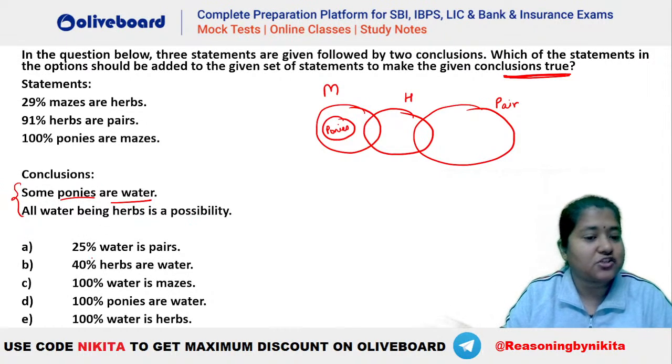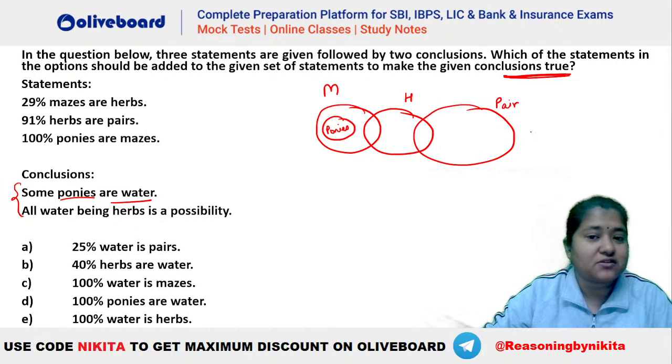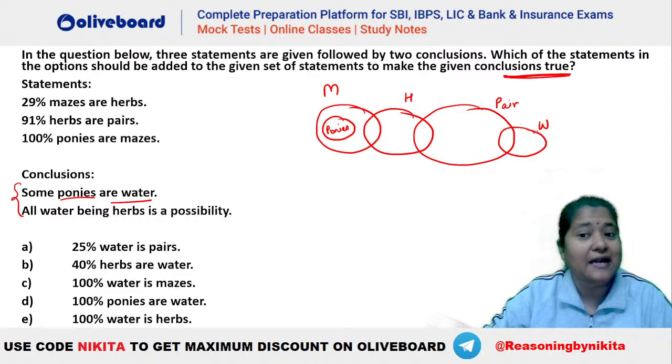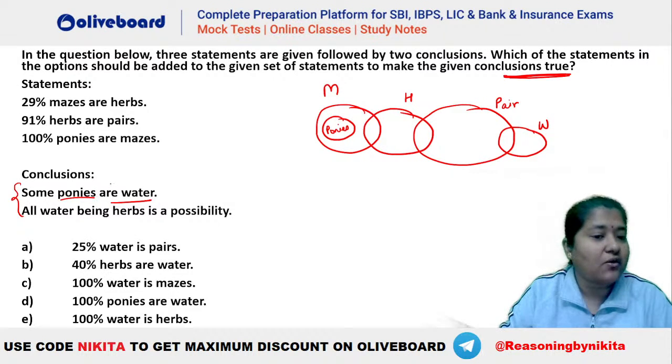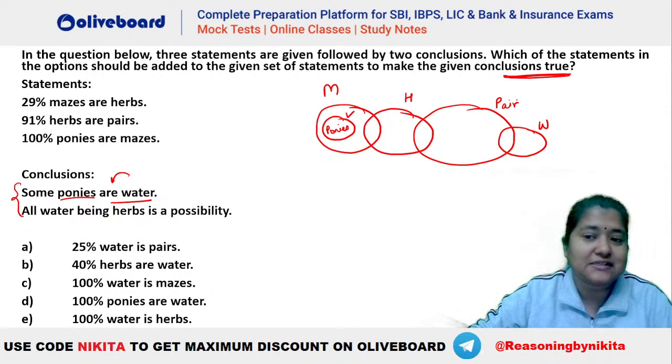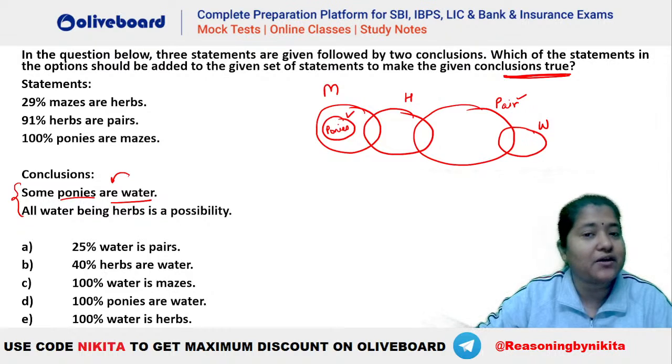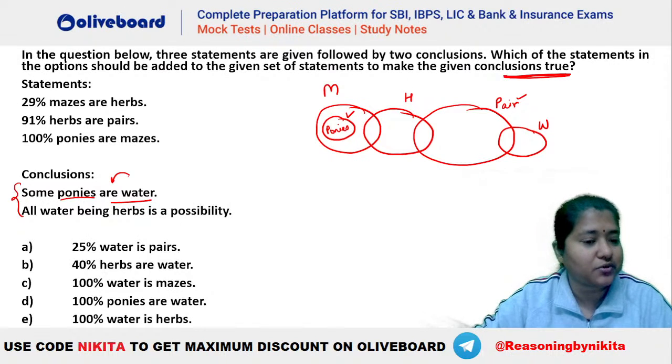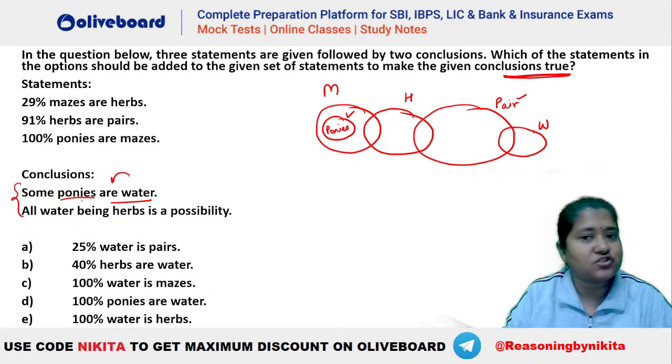So let's add the first one. 25% of water is pear. Okay, so 25% of water is pear. That means you are adding water here, isn't it? We are adding water to pair. So now, can we have a definite conclusion, Abhirami, between ponies and water? You can see pony was here. This is your pair, right? Water and pair is having a combination, not with ponies. So that means first conclusion is not definite. It's a possibility, but not a definite one. So not the right answer.